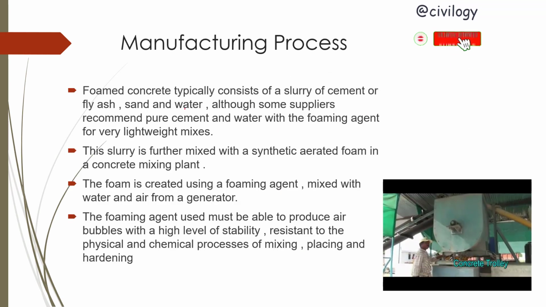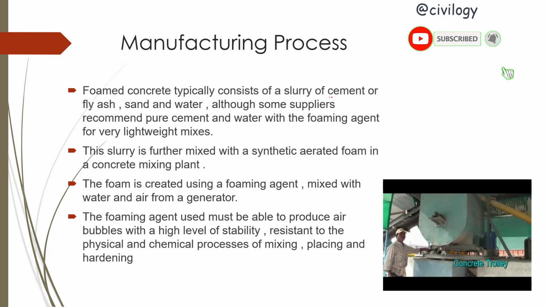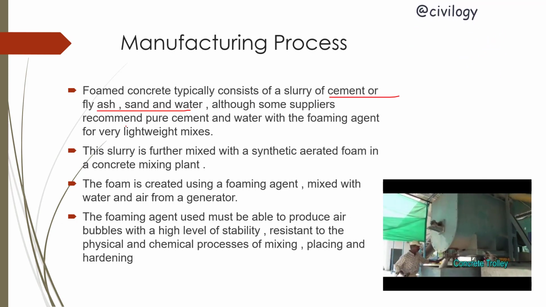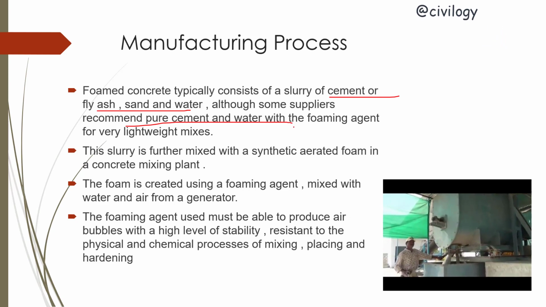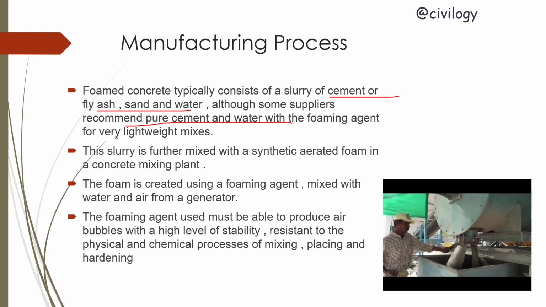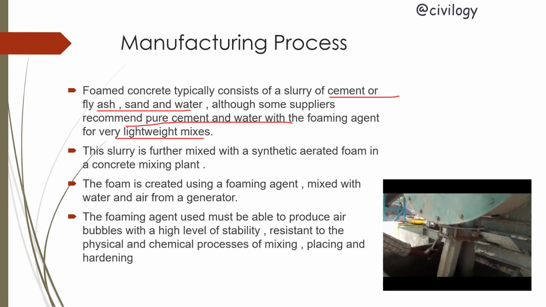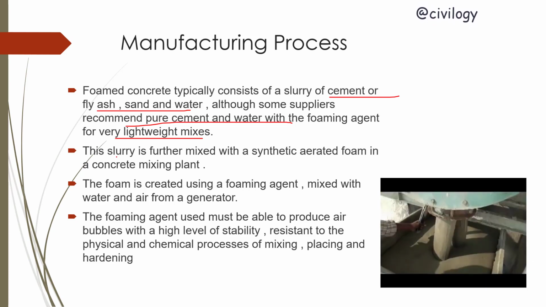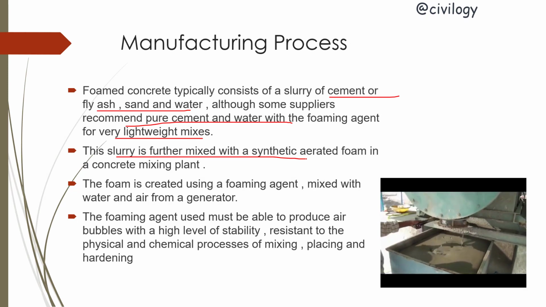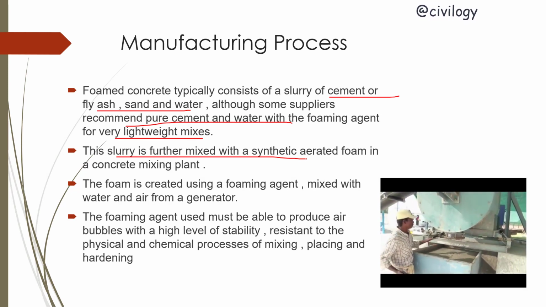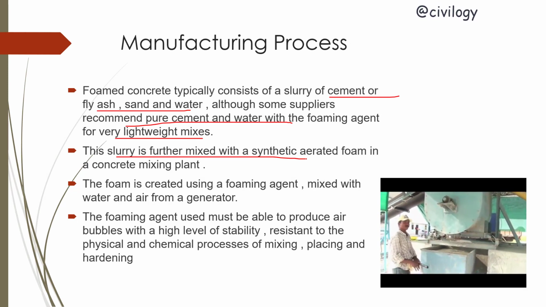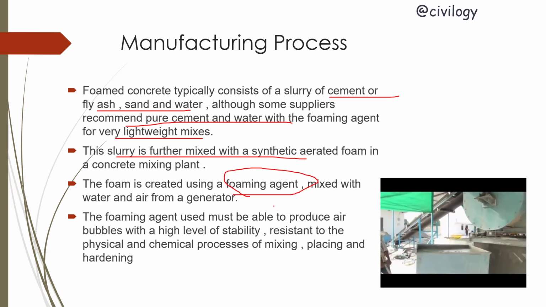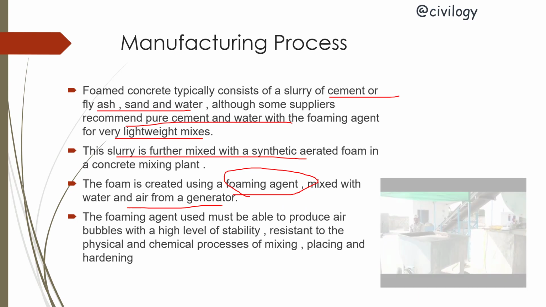Manufacturing process. Foamed concrete typically consists of cement, fly ash, sand and water, and many players recommend pure cement and water with foaming agent for very light mixtures. That's why we don't prefer sand regularly. This slurry is further mixed with a synthetic aerated foam in the concrete mixing plant. The foam is created using foaming agent mixed with water and air from a generator.